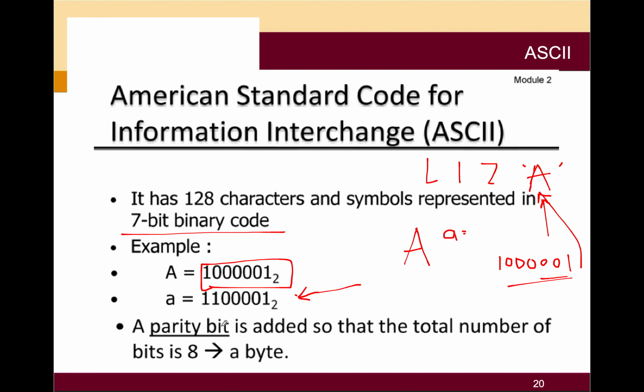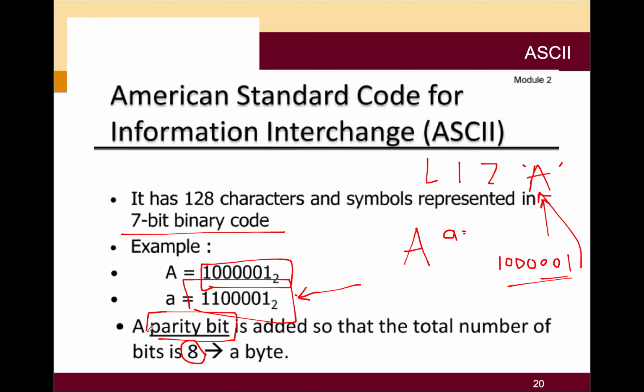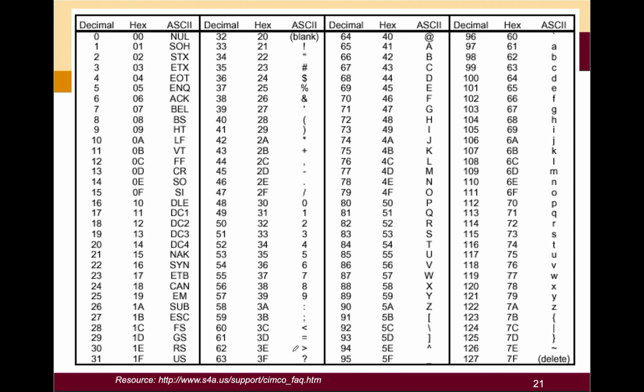A parity bit is added so that the total number will be a byte. So over here altogether 1, 2, 3, 4, 5, 6, 7. You have only 7 bits over here. So what you're going to do is add a parity bit. That's why you need to learn parity first. You need to add a parity bit to make it 8 bits, which is 1 byte. So let's move over here.